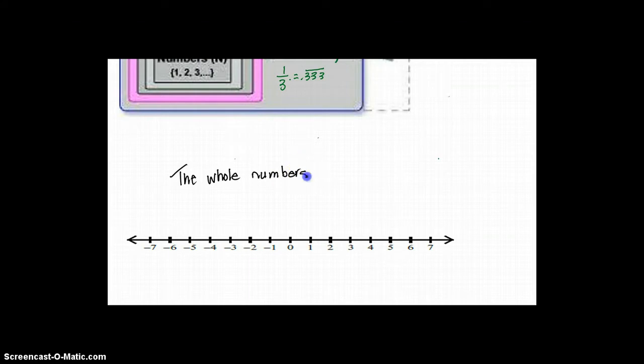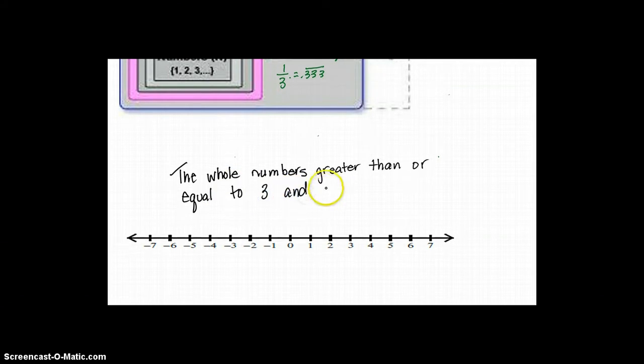Looking for an eraser. Whole numbers greater than or equal to 3 and less than 7. So you're going to have a very different symbol for greater than or equal to. Okay, this one is going to be a bracket.